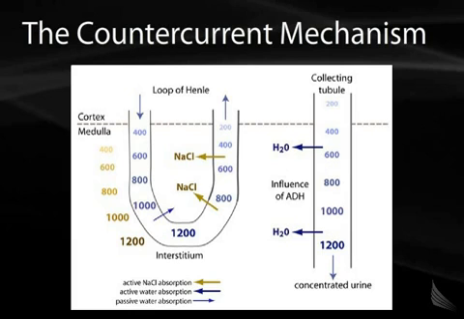These two mechanisms, the countercurrent multiplier and the regulation of water reabsorption by vasopressin activity, are how the kidney can make either a dilute or concentrated urine, depending on solute and water intake.